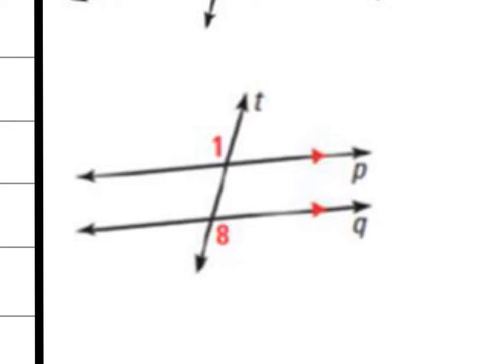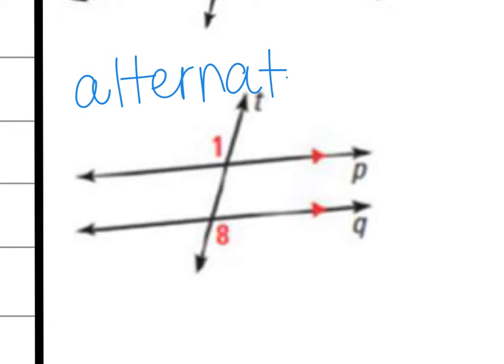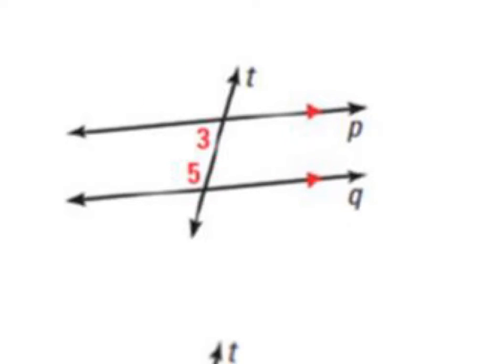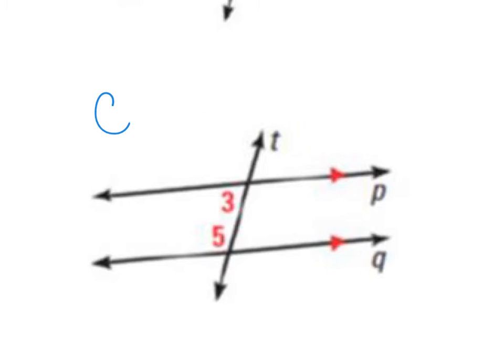Next one, 1 and 8. Tell your partner. Okay, Jawan, what are they? Alternate exterior. Yes, alternate exterior. They're on the opposite side of the transversal, outside. Elise, please tell me, what are they? Yes, side by side, inside, consecutive interior.